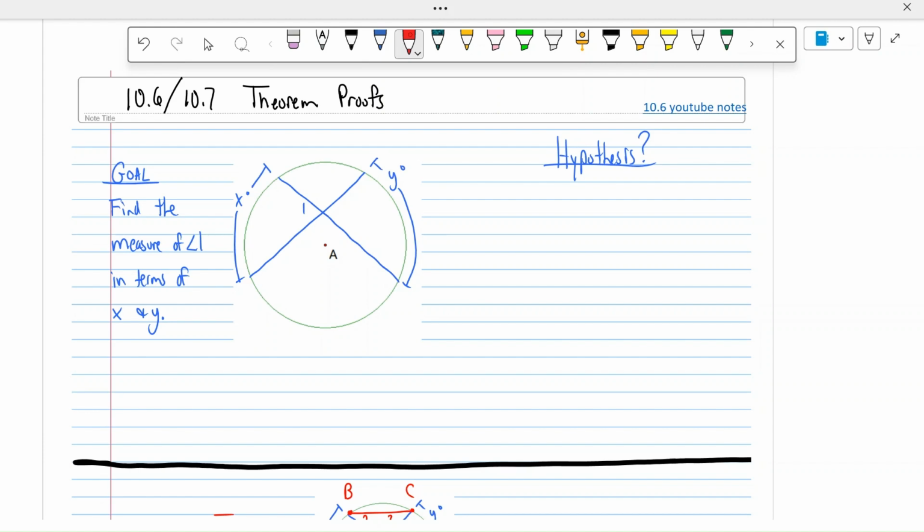If this angle 1 was a central angle, then it would be equal to angle x on the left, the same thing as angle y on the right. Unfortunately, it's not, so it's not so clear-cut. So make a hypothesis. How do you think measure of angle 1 is related to both x and y? When you're ready, you can unpause the video.